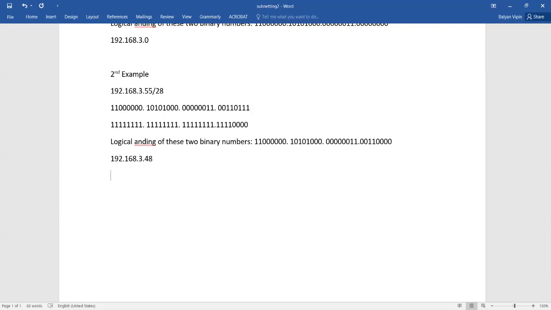And suppose the question asks you: is this a usable host address? What network is this? So let me put it the other way.